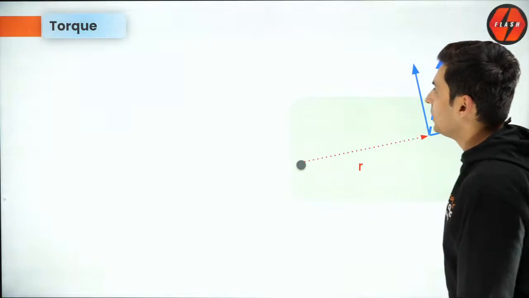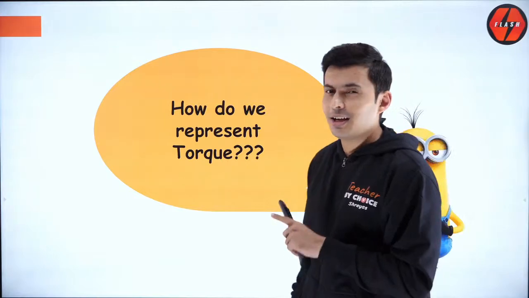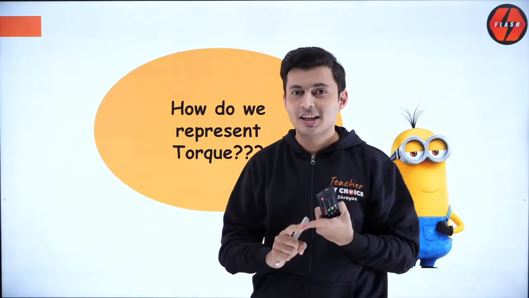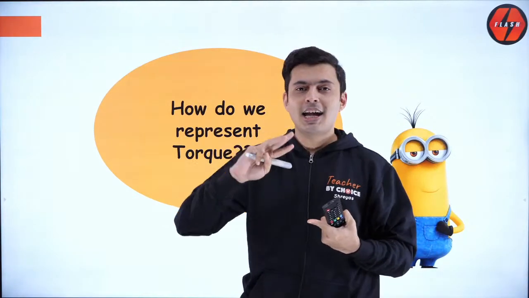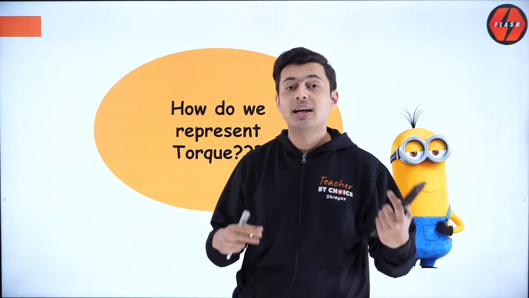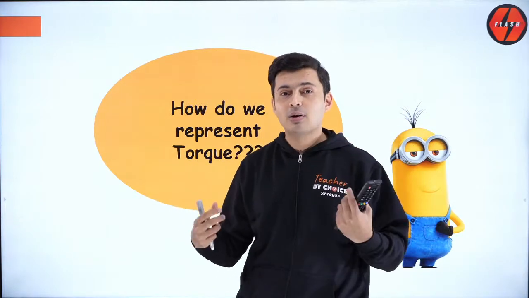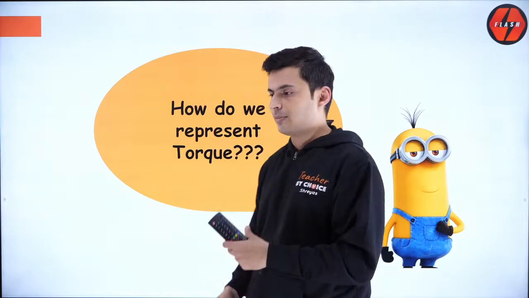Now, how do we show torque? Because I know torque has a direction. R has a direction, F has a direction, R is a vector, F is a vector, torque is also a vector. And you know from one of my previous lectures that when work was defined as the product of force and displacement, we defined something called a scalar product, and today we are going to define something called the cross product, or just the vector product.